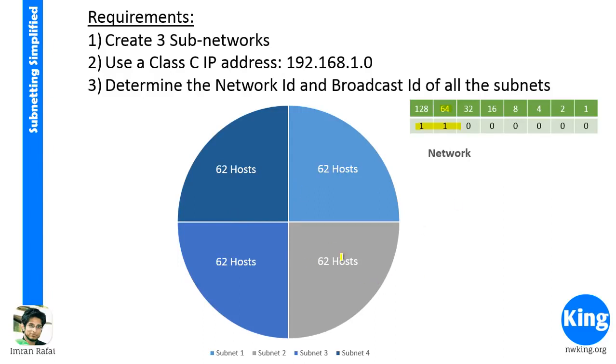How do we get the broadcast ID? How do we get the network ID of each of these subnets? Start with 192.168.1.0, add 64, add 64, add 64. So .0 is here, .64 is here, .128 is here, .192 is here. These are all the network IDs of each of these 4 subnets. How do we get the broadcast ID? 64 minus 1 is 63, so that is the broadcast ID of this network. 128 minus 1 is 127. 191 is the broadcast ID here, and 255 is the broadcast ID here.